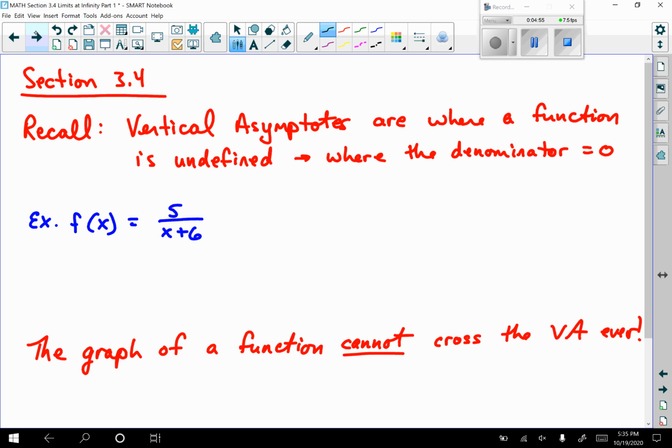All right, now in section 3.4, we're going to take a look at what we call limits at infinity. And what this is really going to relate to are horizontal asymptotes. But first, let's take a look and review vertical asymptotes.